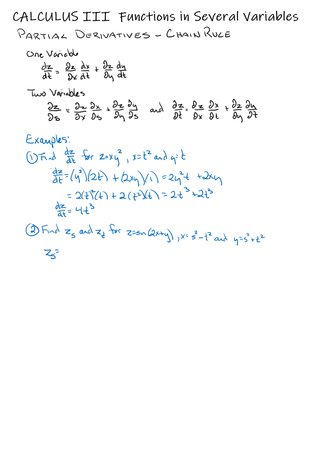So that gives us the cosine of 2x plus y. I do need the chain rule in this one, so that's actually going to give me a 2 out there. And then I'm going to multiply that by, again, the partial of x with respect to s, which is 2s.